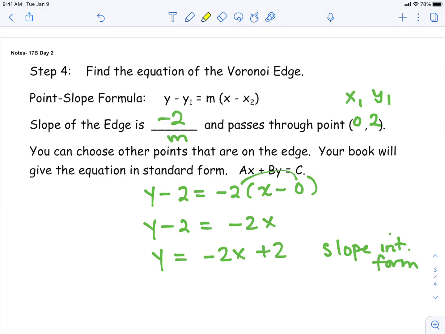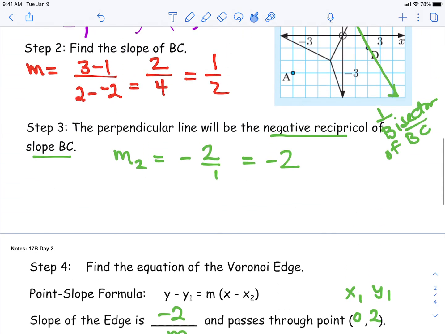But your textbook final answer will be in standard form. So it's going to be ax plus by equals c. To change that, we would add 2x to both sides and then leave the constant on the right. So this would be the equation in standard form, and that's what you'll see in your answer key. So this is the equation of this green line right here.